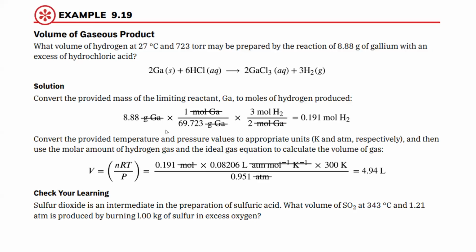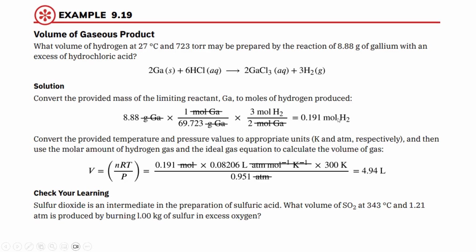But looking at this one, again, we're just doing it in the opposite order of the previous ones. So we can look at the amount of gallium to start, use the molar mass just to get the moles of gallium. And then we can use the mole-to-mole ratio here to figure out how many moles of hydrogen would then be prepared from that starting amount of gallium. So if we started with 8.88 grams of gallium, we're going to wind up producing 0.191 moles of hydrogen.